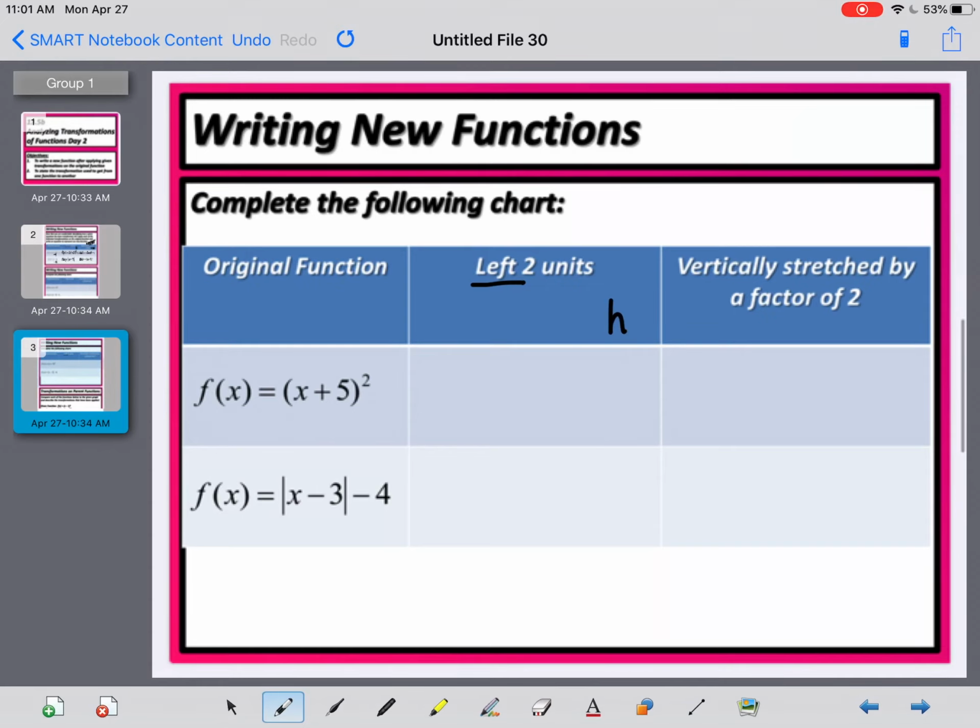Okay, so let's try it again. So now we're moving to the left. So left is still the h. If you were moving left on a coordinate plane, it would be in the negative direction, but h does the opposite. So I'm instead going to add 2.